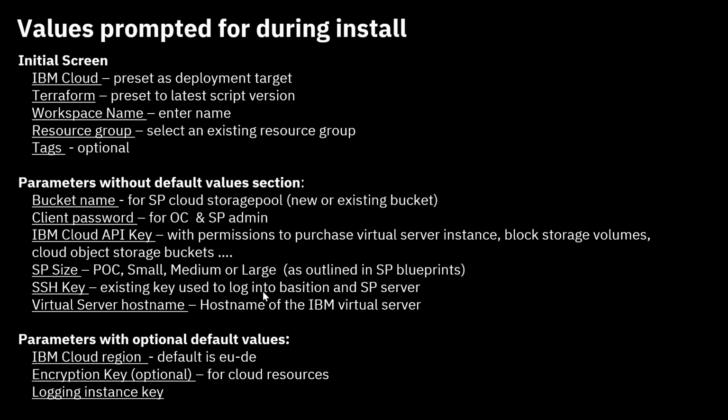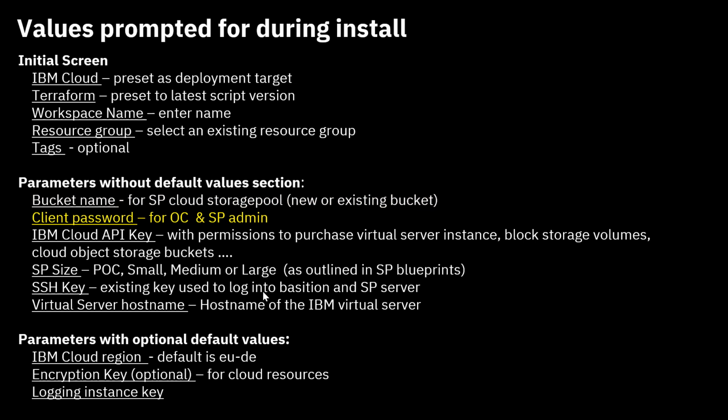Once you click that tile, you will be prompted for some specific information. The initial screen will show you the IBM Cloud and Terraform. These are presets. You can't choose anything else there. You'll then be able to specify a workspace name and a resource group, and then optionally you can add tags to that. You'll then expand the parameters without default values section, and you'll need to enter a bucket name, and this bucket is going to be used for the Spectrum Protect object storage, our cloud storage pool, and this can either be a new or an existing bucket.